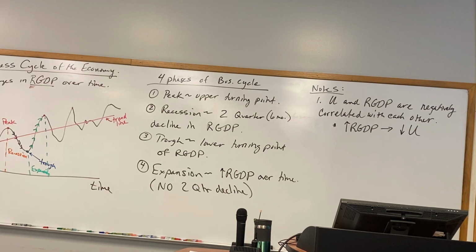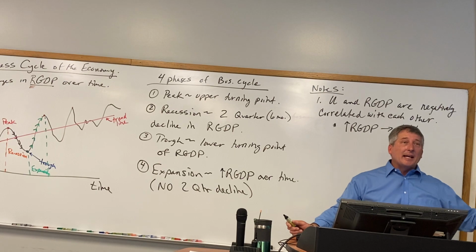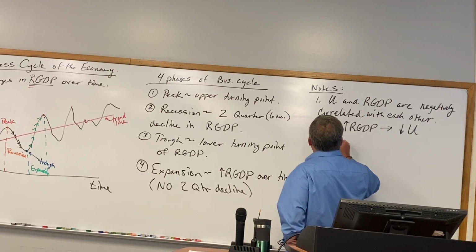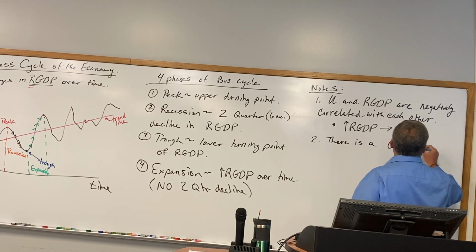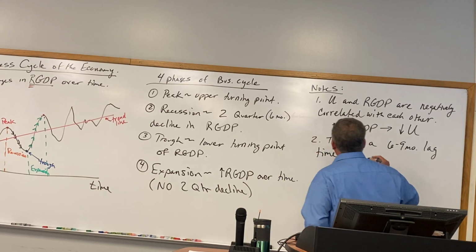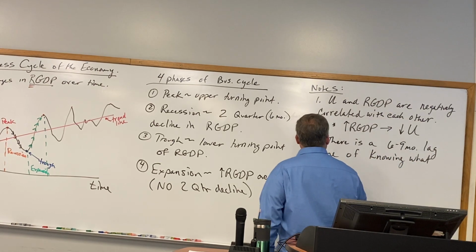Okay, so you might be thinking, oh, this should be easy to figure out, and there are things we could do if we're going down. We could make some changes in policy or something. But GDP, as we learned last week, I believe, is about 6 months behind in getting measured. So the second note I wanted to put up here is that there is a 6 to 9 month lag time of knowing what GDP is.